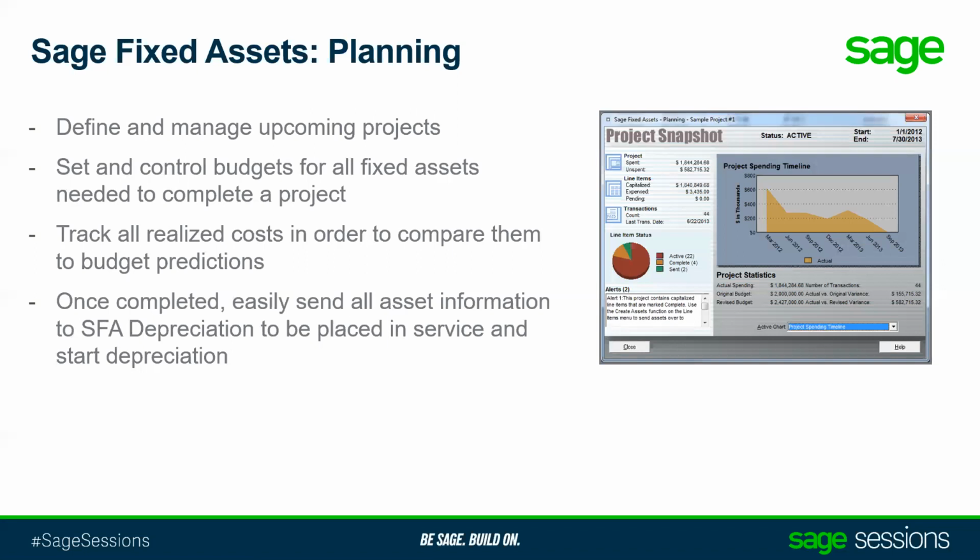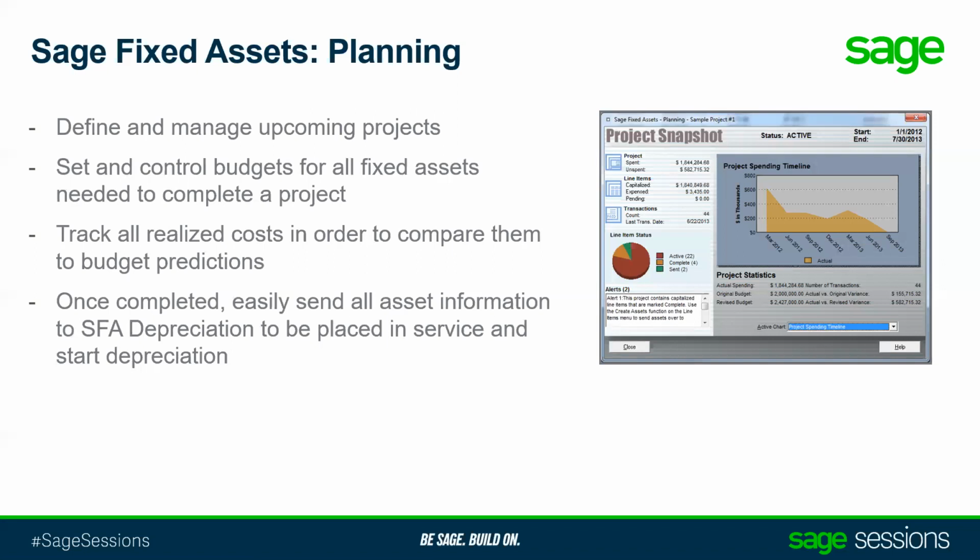So if you look at the graphic on the right, that is actually a project snapshot of one of my sample projects where you can see what's spent or unspent of the budget. You can see what's capitalized, what's expense, and even pending transactions. And if you look towards the lower middle, where you can see project statistics, that is actually displaying my actual spend against both an original as well as a revised budget.